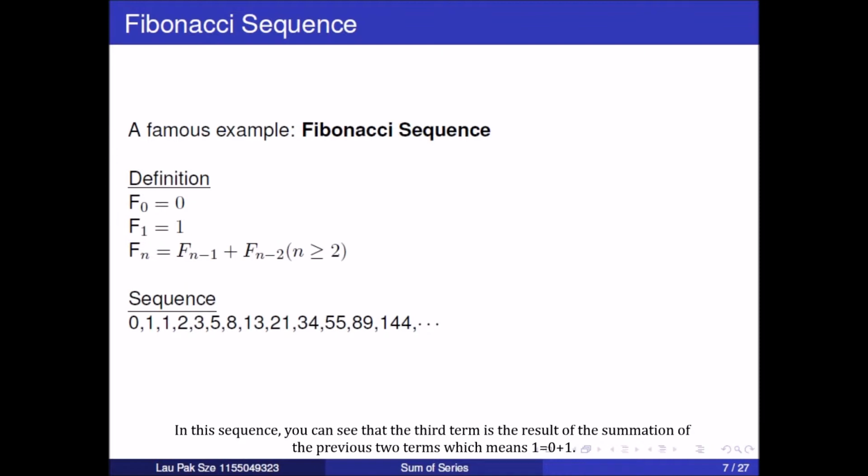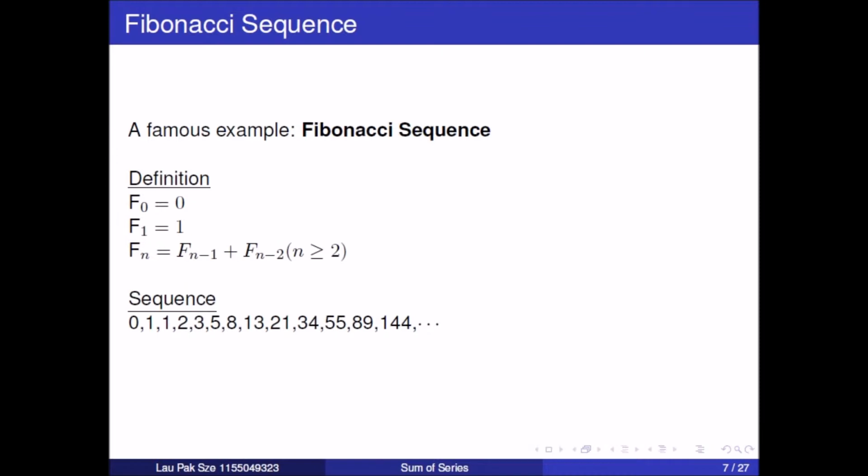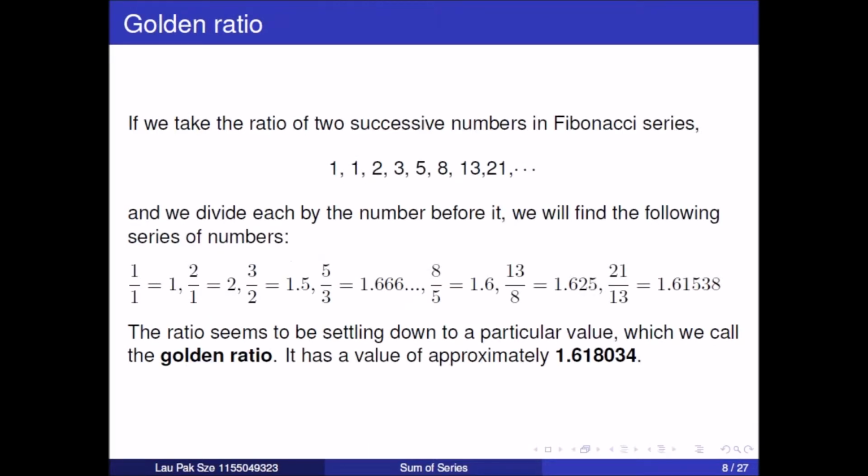In this sequence, you can see that each term is the result of the summation of the previous two terms, which means 1 is equal to 0 plus 1. And then you can see that 2 is equal to 1 plus 1, and it continues to form the Fibonacci sequence. The golden ratio is an important finding in the Fibonacci sequence.